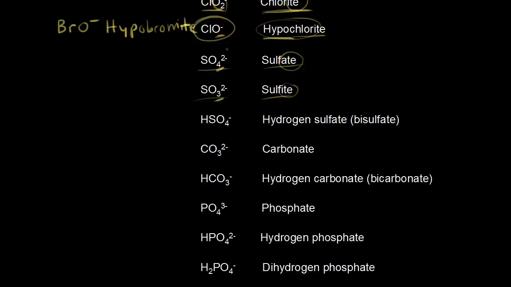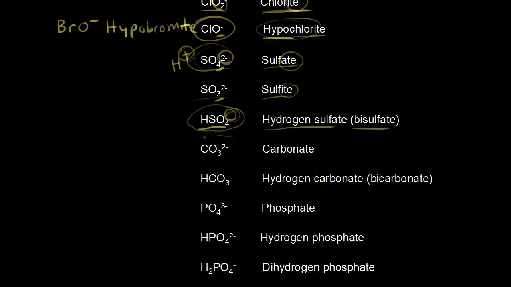What about if we took sulfate, SO4 2 minus, and we added on an H plus? Right, so H plus and SO4 2 minus should give us HSO4, and then instead of a 2 minus here, we would just have a 1 minus because we added on a positive charge. Right, so 1 positive charge and 2 negative charges give us 1 negative charge. So HSO4 minus is called the hydrogen sulfate ion. All right, you might also hear bisulfate for this one.